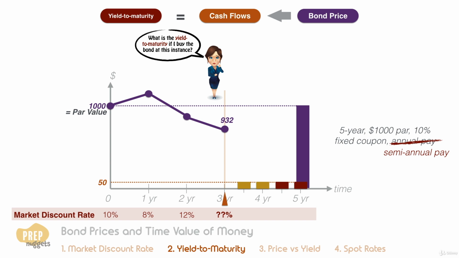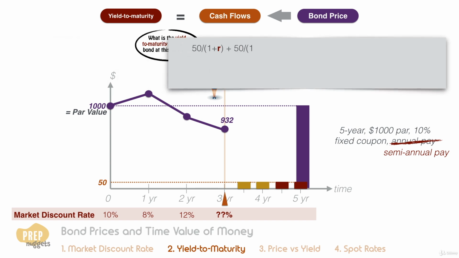Using the same discounted cash flows method, we equate the present value of the future cash flows with the current market price. The unknown here now is the discount rate R. You probably wouldn't want to solve for R using this method. Rather, simply bring out your TVM calculator and enter these parameters.